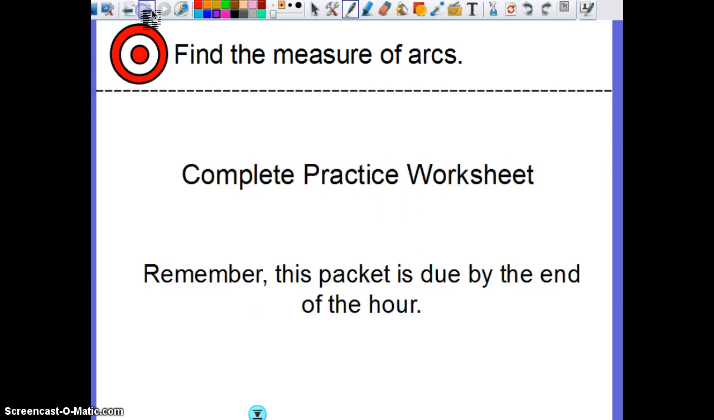Please complete the practice worksheet at the end of your packet. Remember, it is due by the end of the hour. You may ask the sub for some help, and we will talk when I return.